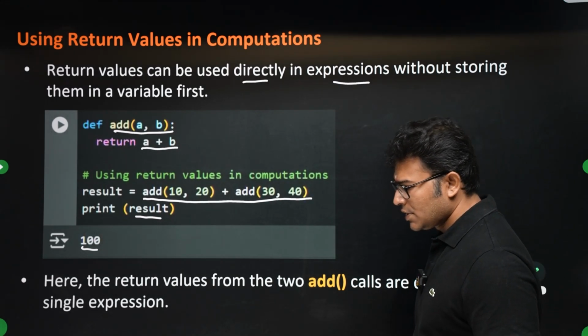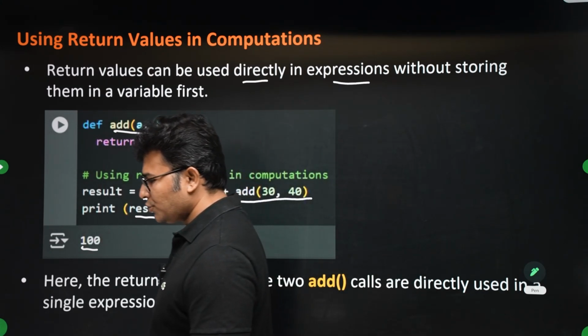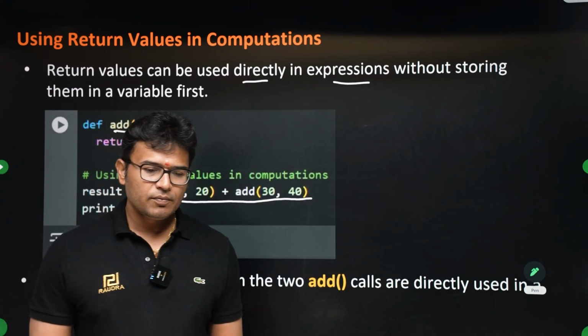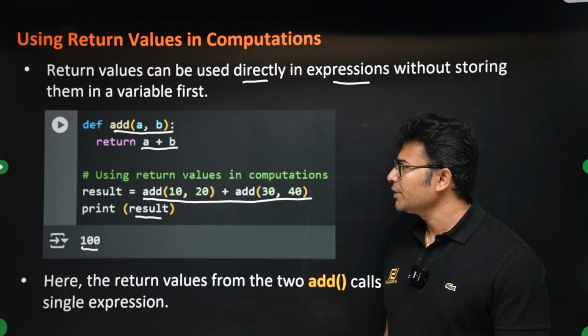What I'm saying is, whenever a function returns something, you can capture it in a variable and use it later, or you can directly use the return value by using the name of the function. Okay.